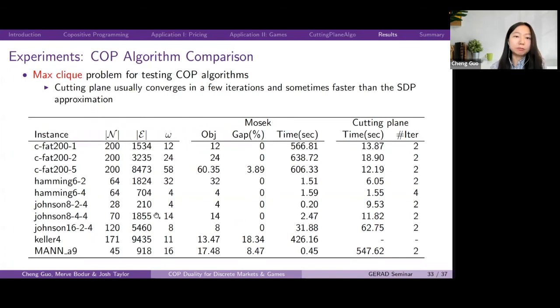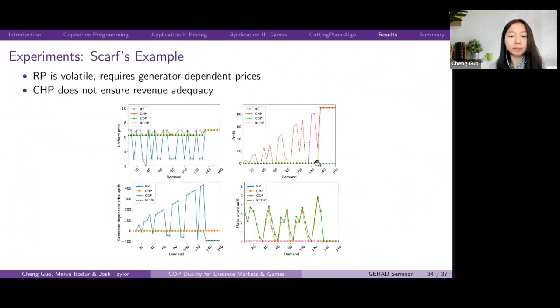And then we also need stronger cuts to speed up the convergence because the convergence can sometimes be very slow. So we compared our cutting plane algorithm with the SDP approximation on a max clique problem set. And we find that the cutting plane algorithm usually converges in a few iterations for this problem instance. This is generally not true for our problem instances, but this is true for this instance. We also find that sometimes our cutting plane algorithm can be faster than the SDP approximation, even though we are an exact algorithm and the SDP approximation is an approximation.